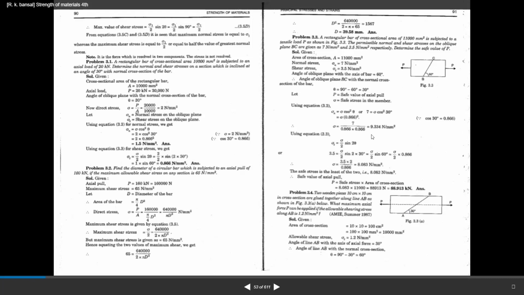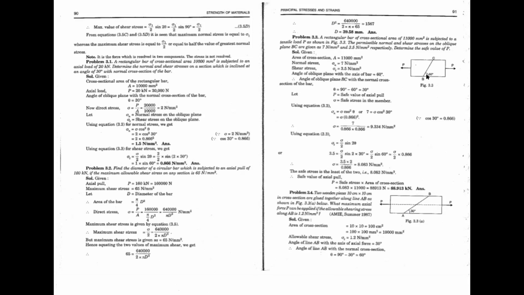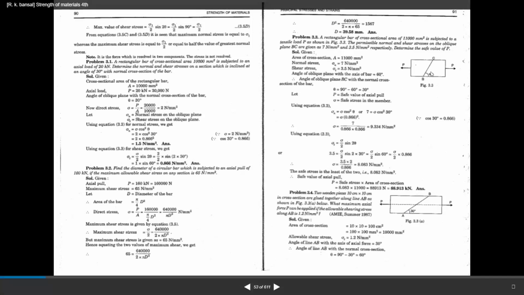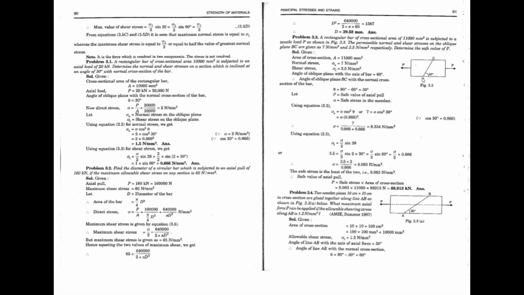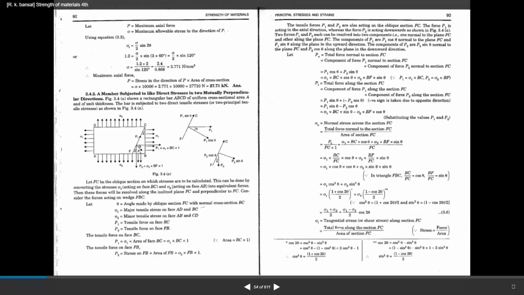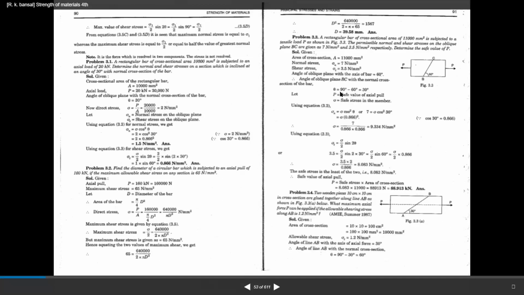We already explained in the last class the problem 3.3, calculating the theta value. See this picture, figure 3.3. This is the BC line at 60 degrees, and taken with the normal cross section, a straight line, theta equal to 90. 90 minus 60, that is theta equal to 30 degrees. Same concept here: theta equal to 90 minus 30, that is theta equal to 60 degrees.